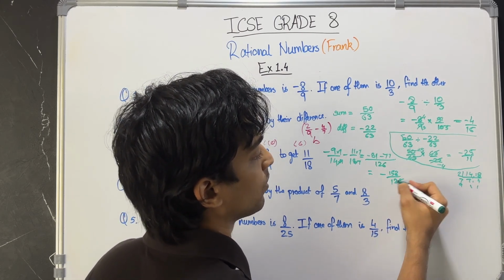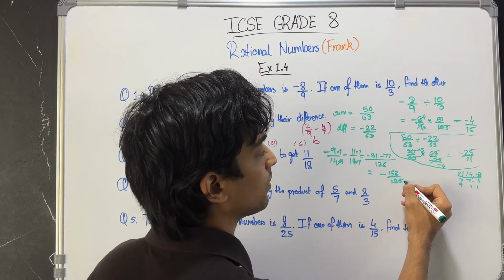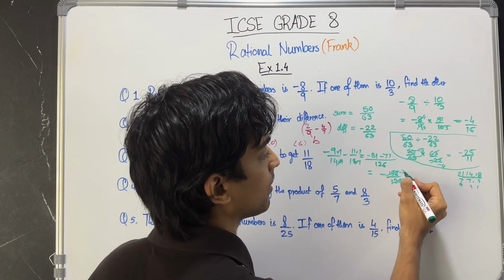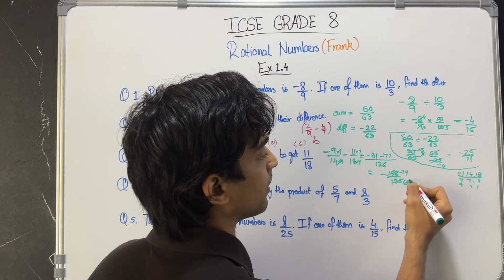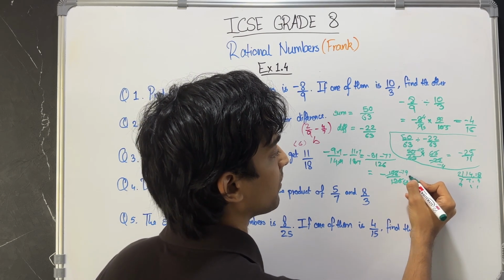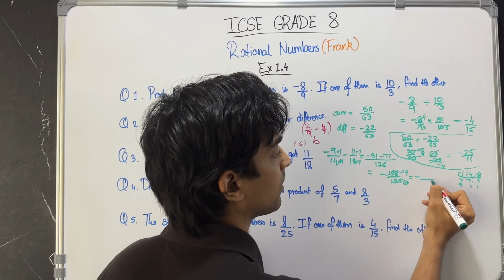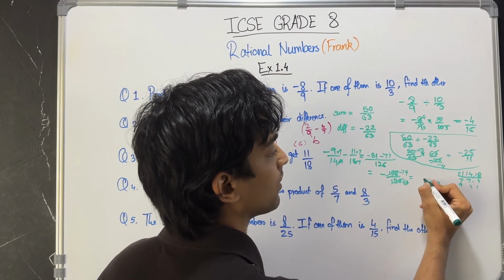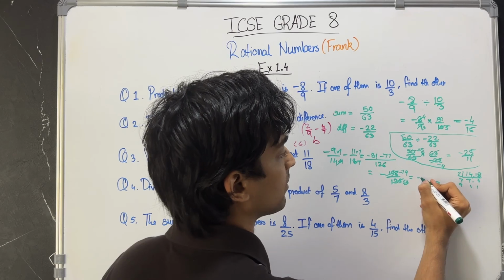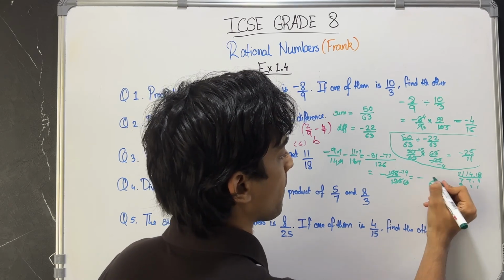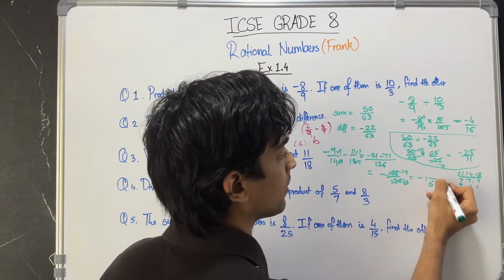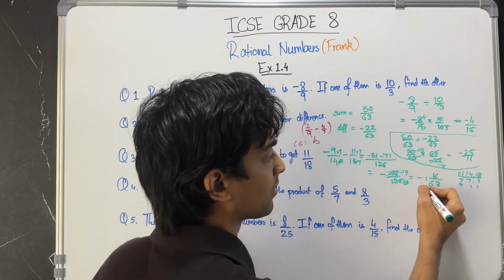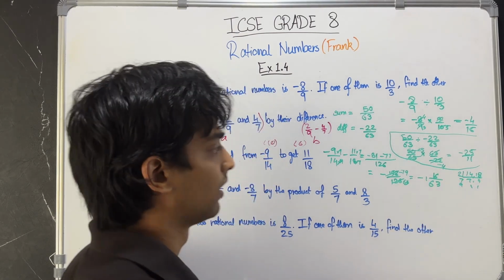Let's cancel with 2. 2 6s are 12, 2 3s are 6, 2 7s are 14, 2 9s are 18. So 63 minus 79, so we'll get minus, long division, 63. So this is minus 1, and 63 ones are 63, and the remainder will be 16. So minus 1 16 by 63 is the answer.